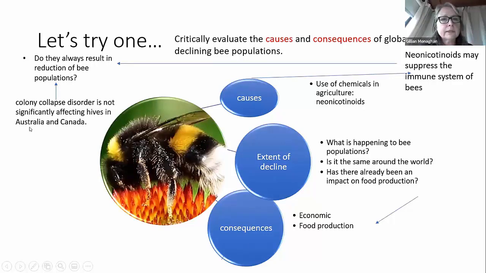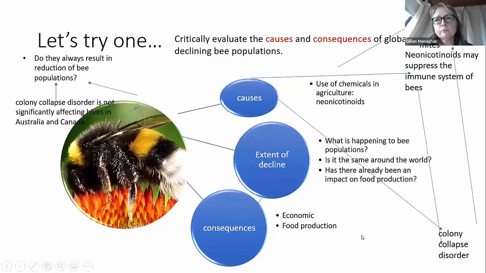Well, apparently they use them extensively in Australia or Canada, but they don't appear to be having the same colony collapse disorder as they are in other parts of the world. So are these the sole cause of the colony collapse, or is there something else going on? Well, apparently there are viral pathogens and parasitic mites.